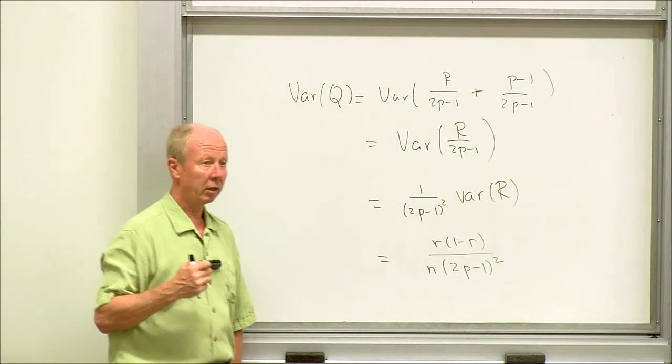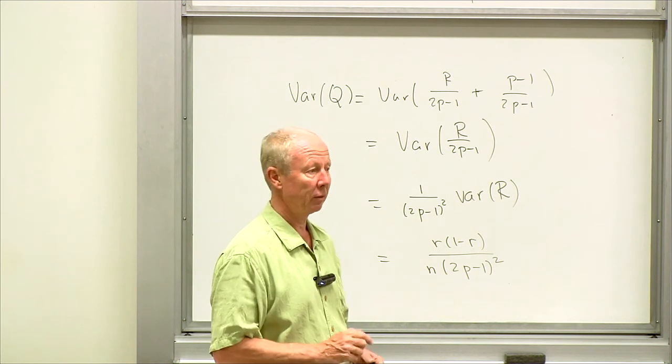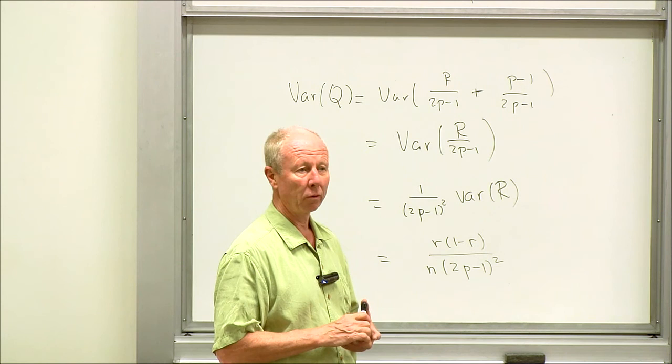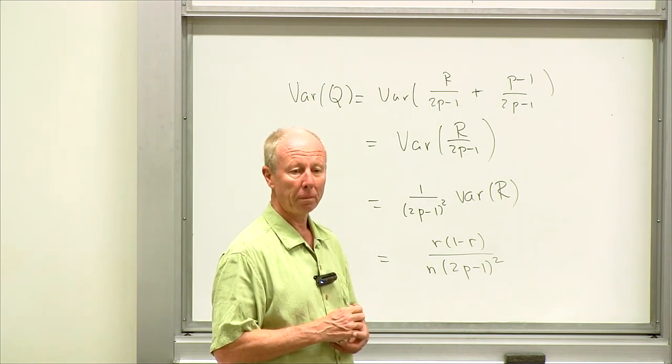So how would you pick p? Would you toss a coin if you're doing this experiment, if you're doing these interviews? Would you take a coin toss to decide whether the interviewee is going to answer question 1 or question 2? Why not?